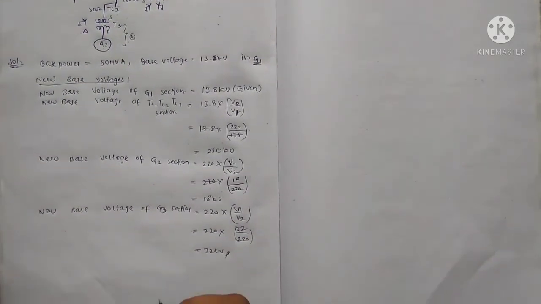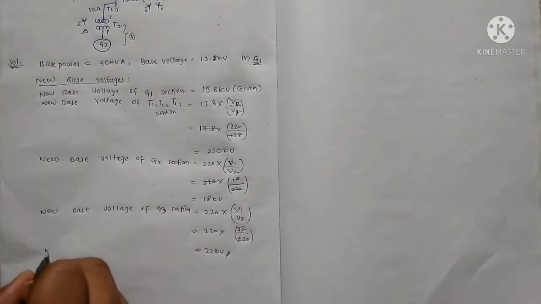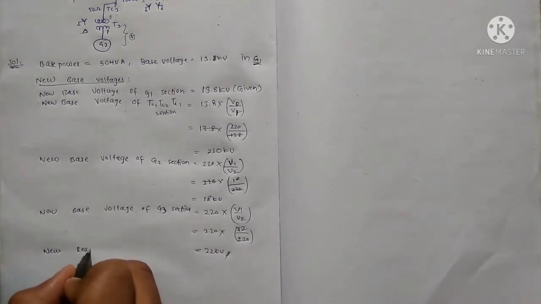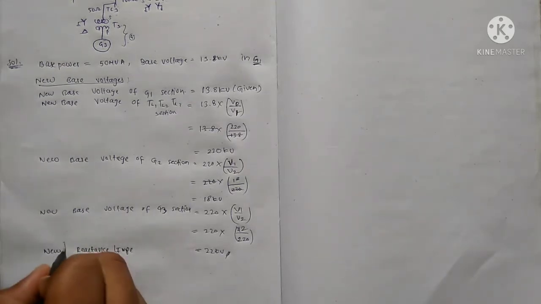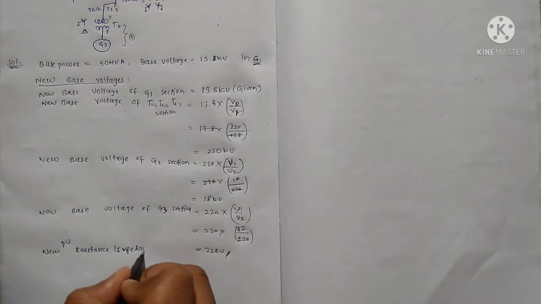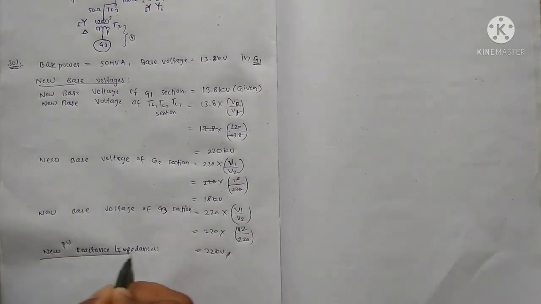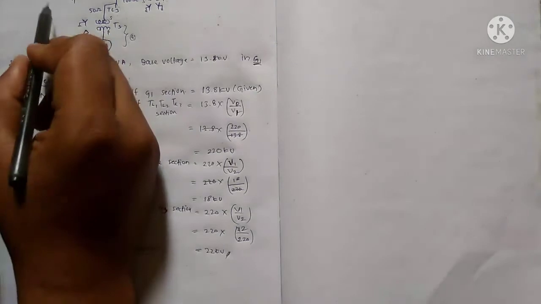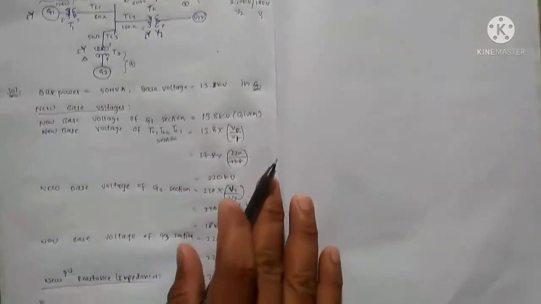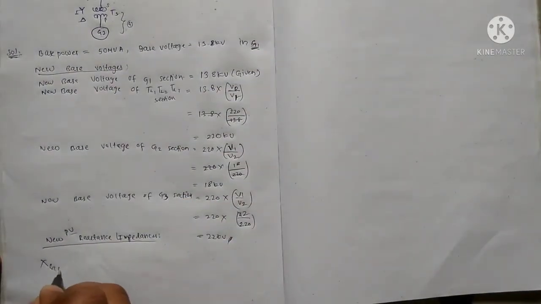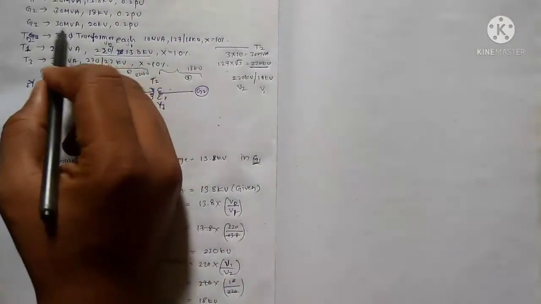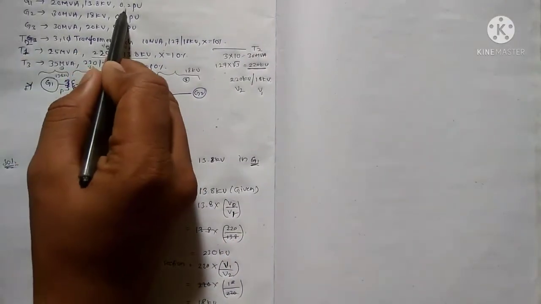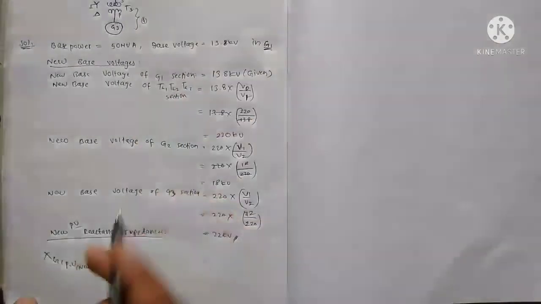Now let us calculate the reactances of all components, the new reactances or impedances, the new per unit impedances. First we'll calculate for generator G1. Xg1 per unit new is equal to the old per unit reactance. For G1, the given old per unit is 0.2.